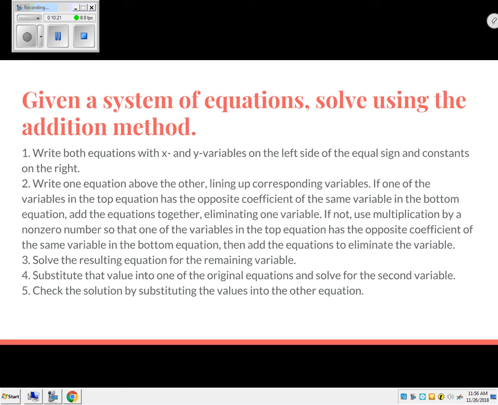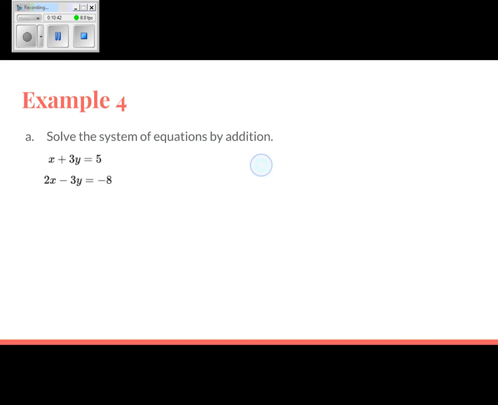Whenever I get one of the variables to cancel, I'll be left with something linear. I can just solve it. Step 4 is what I'm going to call back substitute. That's just when we substitute the value into one of the original equations and solve for the second variable. And number 5, you can always check your answer on this. Okay. So step by step, let's have it make sense with some numbers.